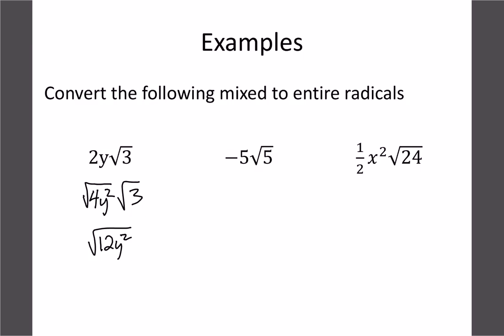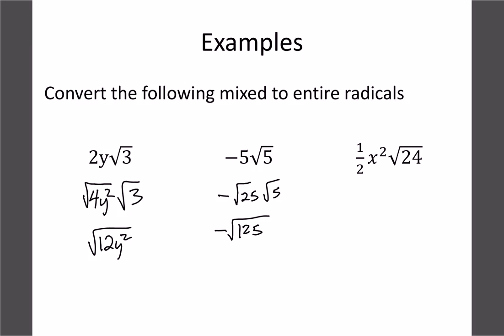Same thing happens if we have negatives. Usually the negative causes problems, so just leave it out so we won't worry about it. Change the 5 into 25. So now we have 25 times 5, so that'd be negative root 125. So that negative, just carry it along outside throughout the whole thing.